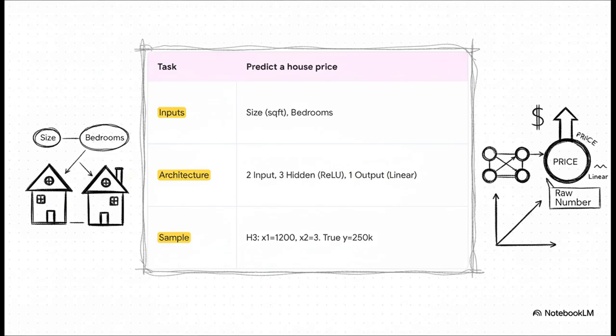This time, our goal is to predict a house price based on its size and the number of bedrooms. Now look closely at the architecture. It's almost identical to the last one, but there's one really crucial difference. The output neuron uses a linear activation. All that means is it just outputs the weighted sum directly, without squishing it into a probability. We do this because we want a raw number as our final answer, the actual price.